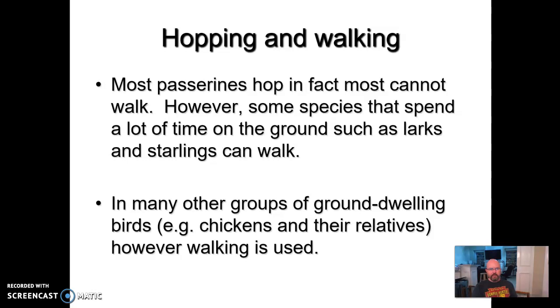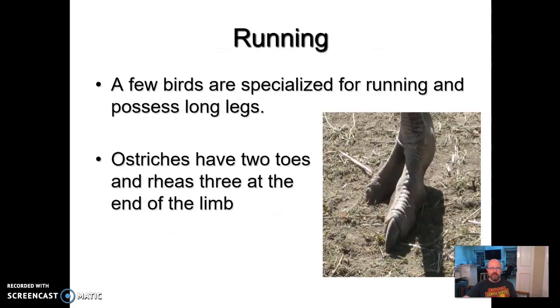Starlings and larks are exceptions to that. In many other groups of ground-dwelling birds, the chickens, walking is used as their primary means of moving around. There are some wild relatives of the chicken that have more flight ability than modern domesticated chickens. Birds specialized in running. So ostriches only run on 2 toes.